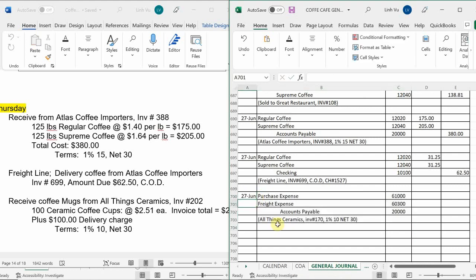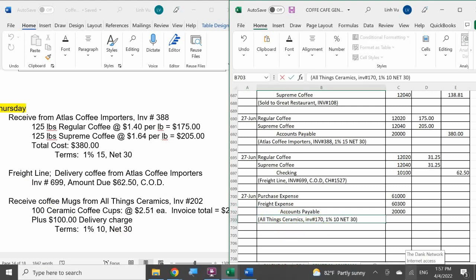Okay, so in this case, we're going to make a few adjustments here. We're on invoice number 202. Okay, still the same terms, 1%, 10, net 30. All right. How much is going to go to my purchase expense and how much is going to go to my freight?